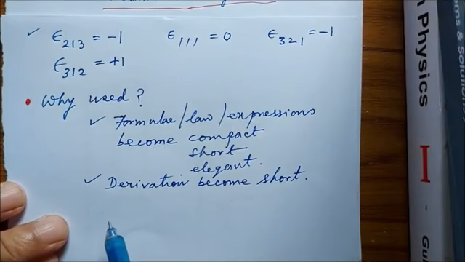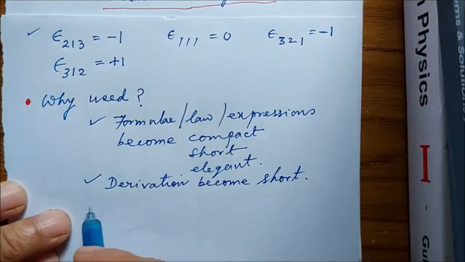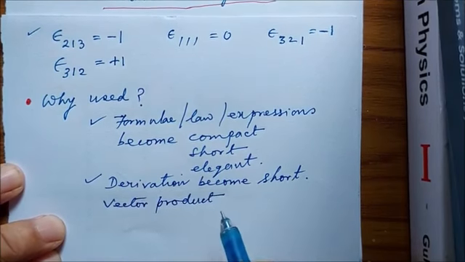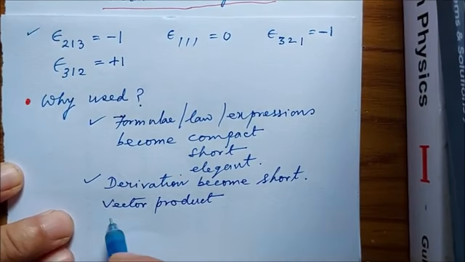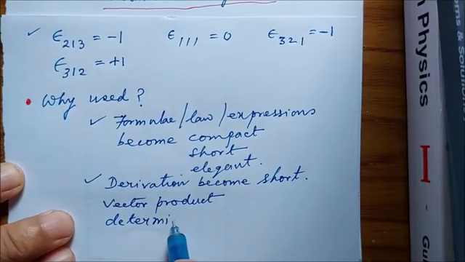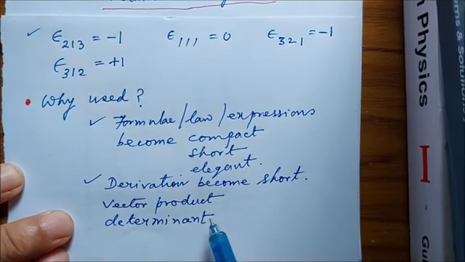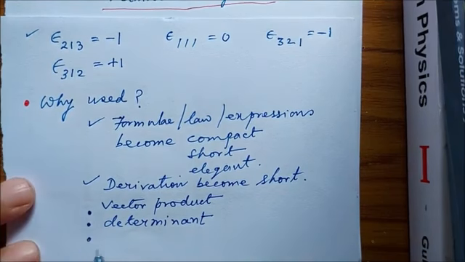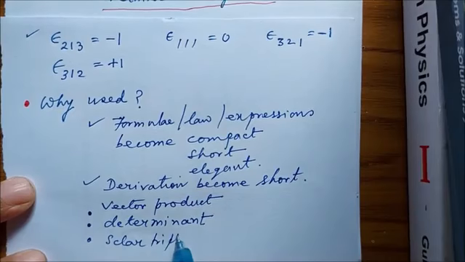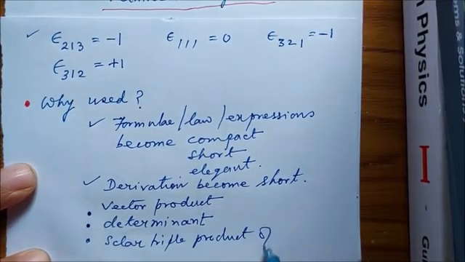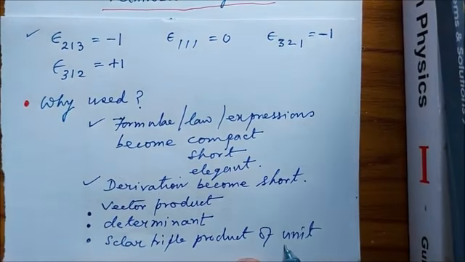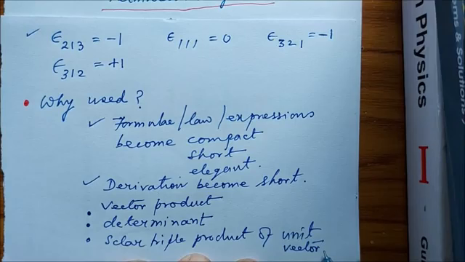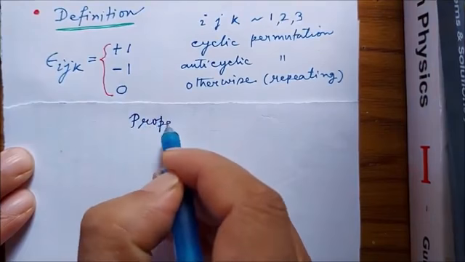We shall discuss various applications in the video on application of the Levi-Civita symbol. For instance, the vector product can be expressed elegantly with the Levi-Civita symbol. Determinant can also be expressed in short using the Levi-Civita symbol, and so on. Also, the scalar triple product of unit vectors can be expressed elegantly and in a short or compact form using the Levi-Civita symbol. Let us write down the properties of the Levi-Civita symbol.